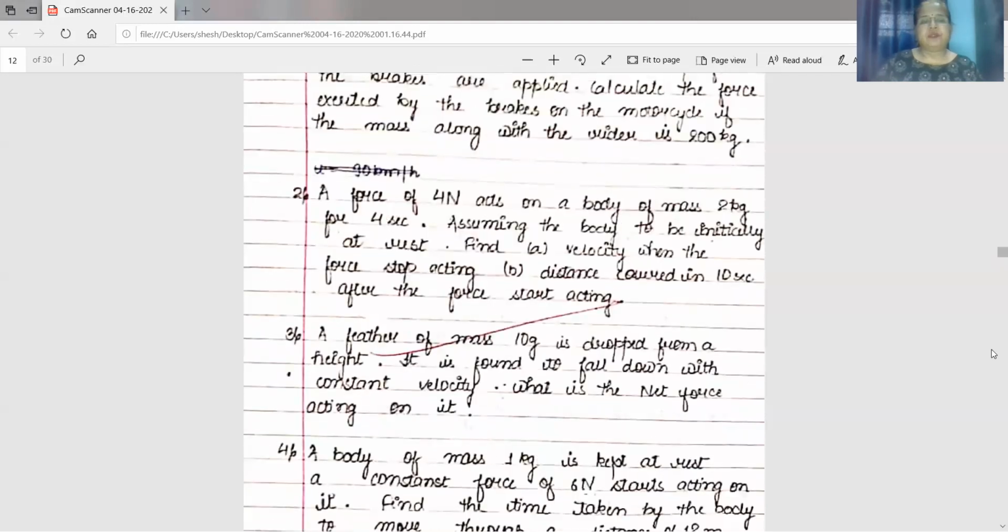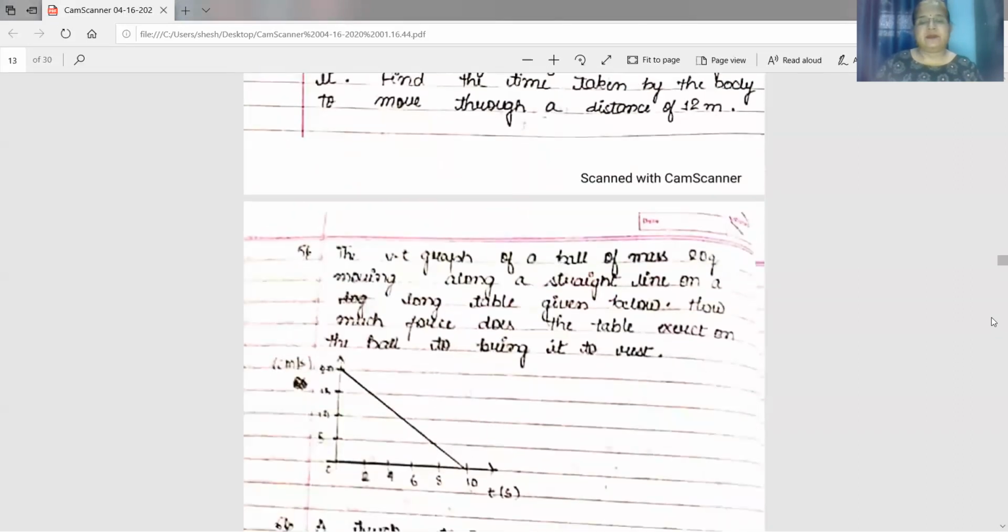Number 2: a force of 4 Newton acts on a body of mass 2 kg for 4 seconds. Force is given 4 Newton, mass is 2 kg and time is 4 seconds. Assuming the body to be initially at rest, here u is 0. A: find the velocity when the force stops acting, so you are asked to find the final velocity. And B: the distance covered in 10 seconds after the force starts acting. Two parts: first the final velocity, and second the distance covered.